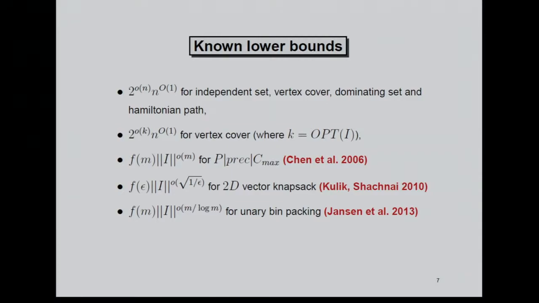So at some point, I read this nice survey by Daniel Marx and some others about the ETH and its consequences, and I saw there are many results, especially for graph theoretical problems, but only few for scheduling or packing problems. There was one, for instance, for scheduling with precedence constraints. There was one for two-dimensional vector knapsack. And with Daniel Marx, I also proved some results for unary bin packing.